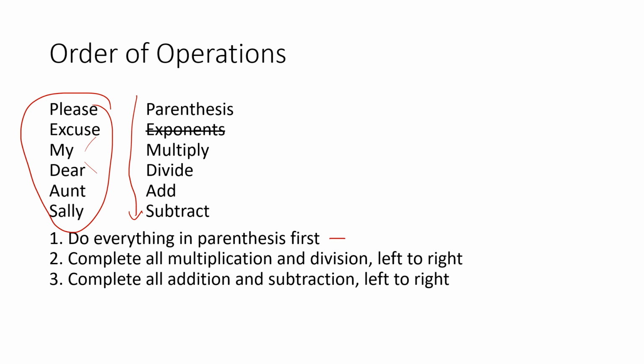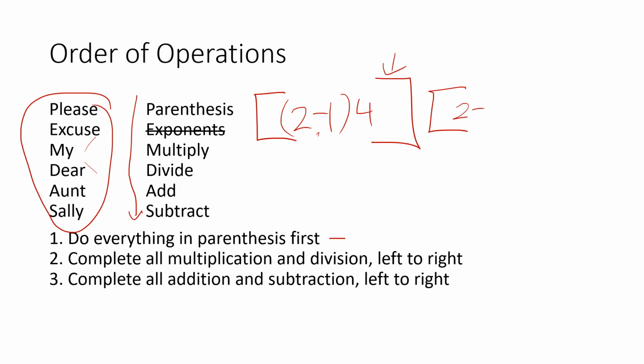So first step with PEMDAS, you do everything in parentheses first. Sometimes you'll see in our problems we'll have brackets and then parentheses and then a bracket. The bracket is a glorified parentheses. You would start with the parentheses inside the parentheses first. So we would do 2 minus 1 is 3.